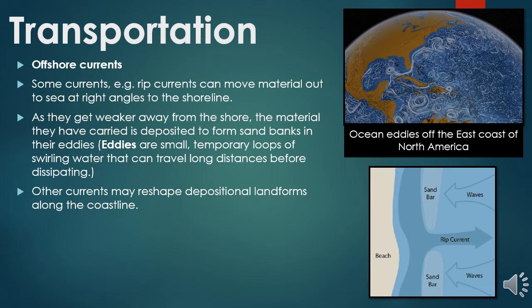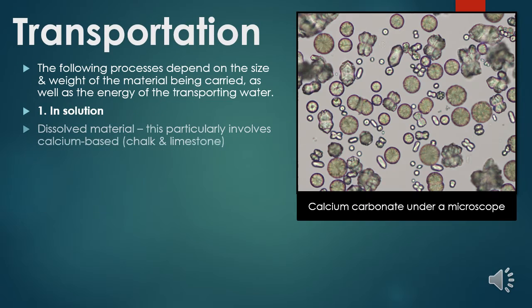There are some good examples along the coast. In Bournemouth, there's a whole area called Sandbanks, which is formed by this. Some of the most expensive property in the country is found there, and even places like Dawlish Warren have got an offshore sandbank caused by this. So material is taken out to sea, the current loses energy, and it deposits the material, forming things like sandbars.